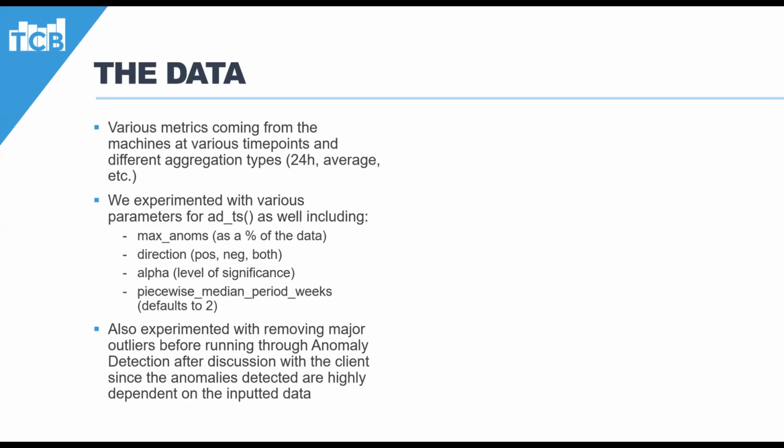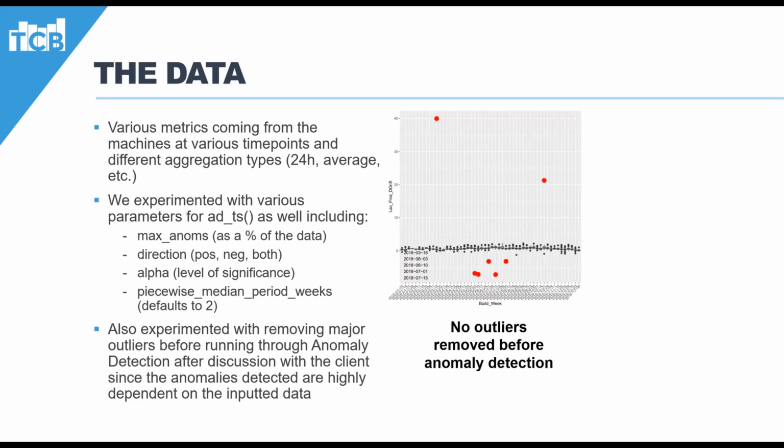And then we also experimented with removing major outliers before running the anomaly detection, because we discussed with the client that sometimes these machines just throw out these crazy numbers that are obviously wrong. That's the nature of the beast when you're working with data sometimes, and these machines aren't perfect. The data you input into anomaly detection very much affects the results; it's highly sensitive to what's inputted. And I'll show you an example here.